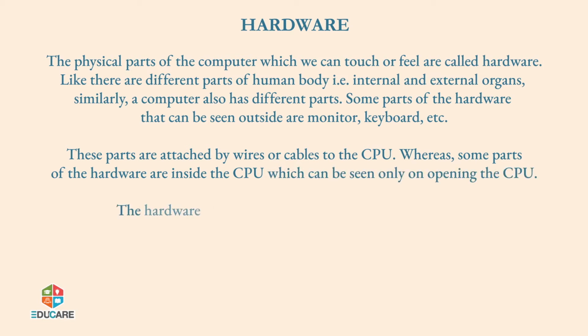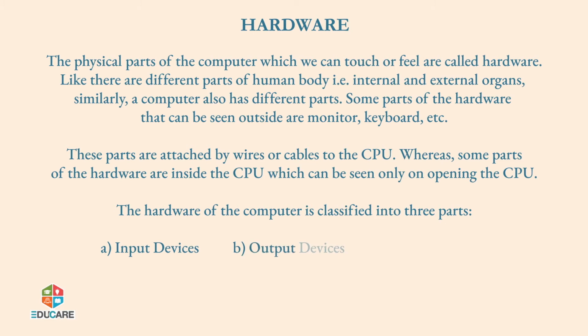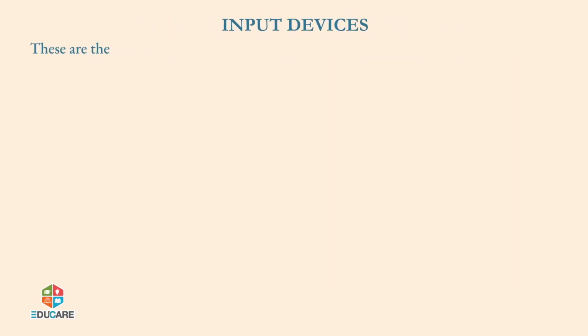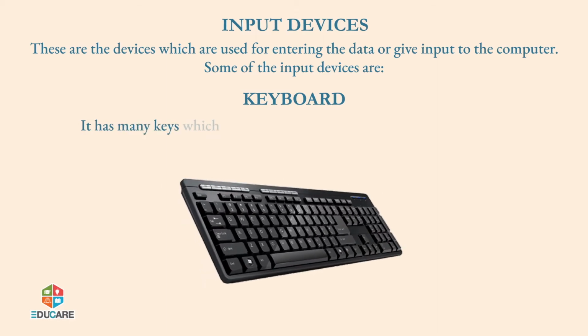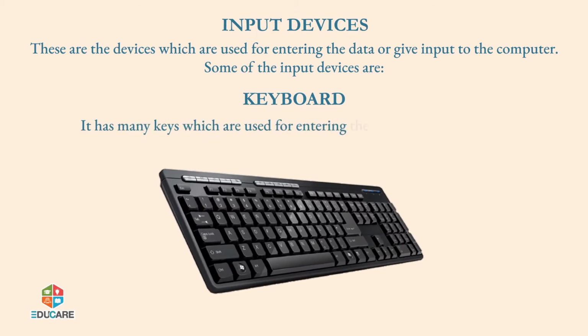The hardware of the computer is classified into three parts: input devices, output devices, storage devices. Input devices. These are the devices which are used for entering the data or give input to the computer. Some of the input devices are keyboard. It has many keys which are used for entering the data, such as alphabets, numbers, and special symbols.